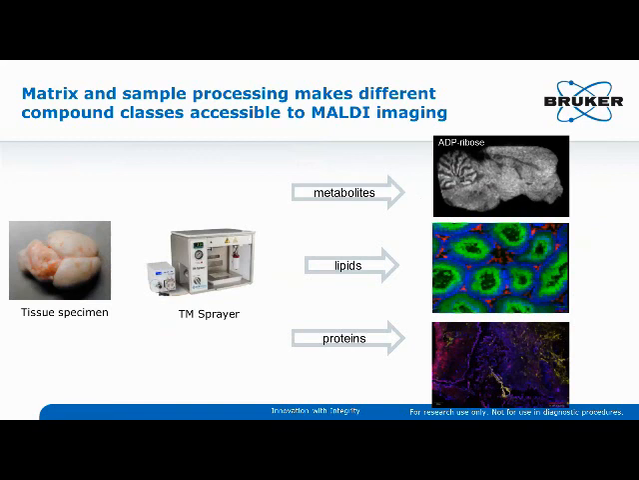And then the matrix that we spray with the TM Sprayer really helps us focus in on a specific class of compounds. There are matrices that are better suited for metabolites, better suited for lipids, better suited for proteins. But the important thing here is that the one technique can access all of these with just some minor variations in sample processing.